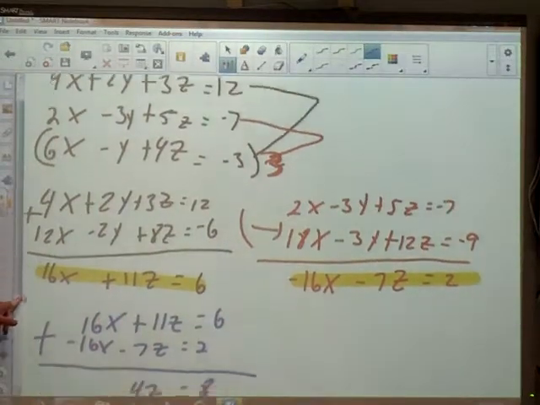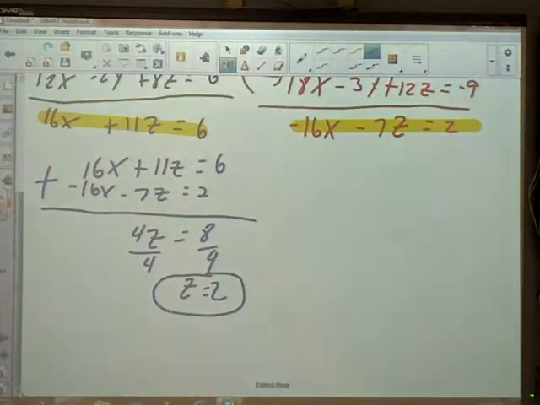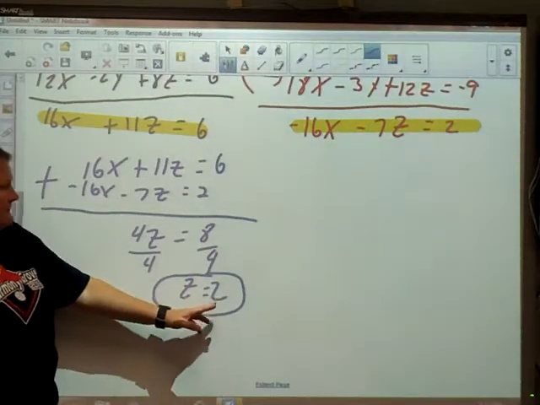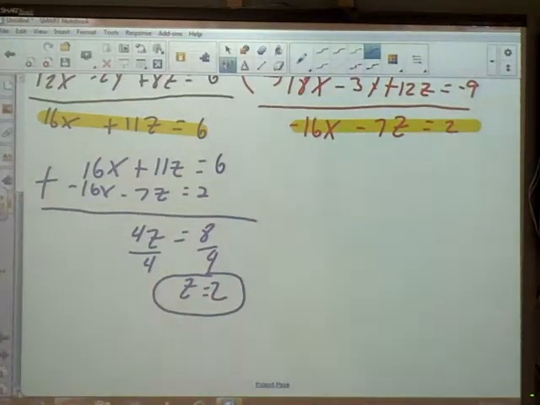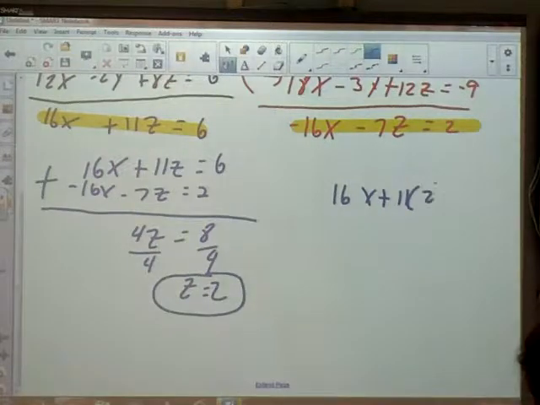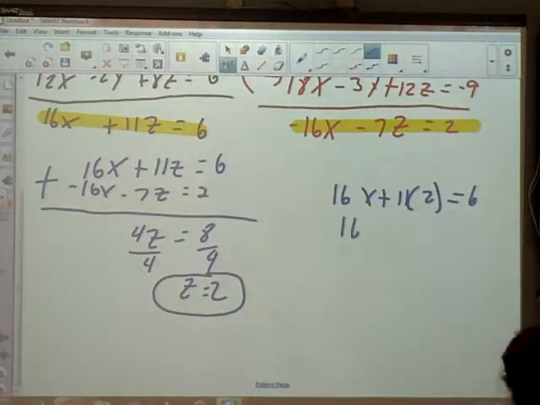So pick which one of those yellow highlighted ones you like best, it doesn't matter, and plug the z in for the 2. Which one, Carolyn? First. First one, okay? And it doesn't matter, if somebody picks a different one, it's okay. But I like the first one because it's got more positive stuff. So I've got 16x plus 11 times 2, because my z was 2. 11 times 2 is 22.